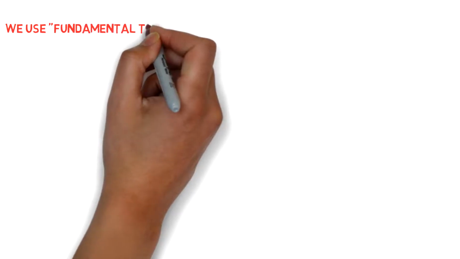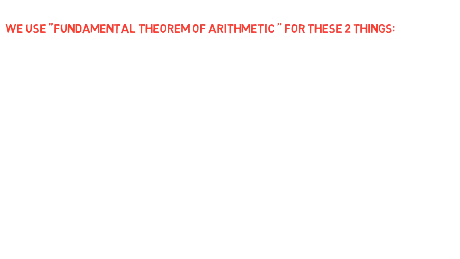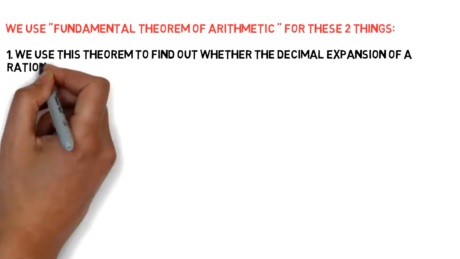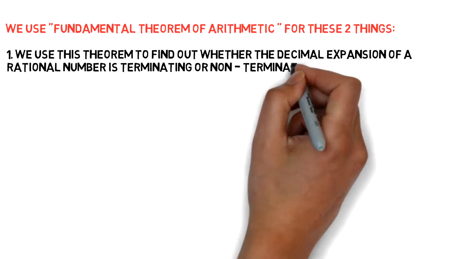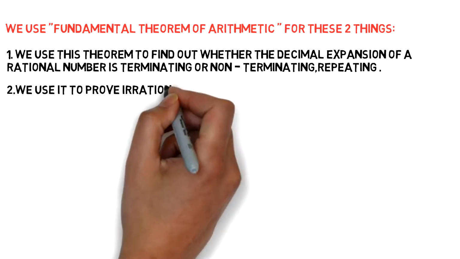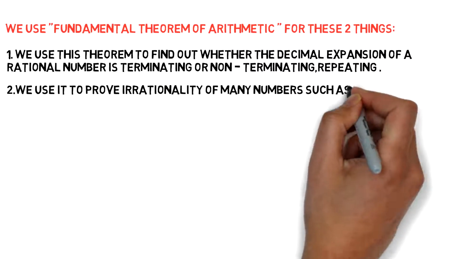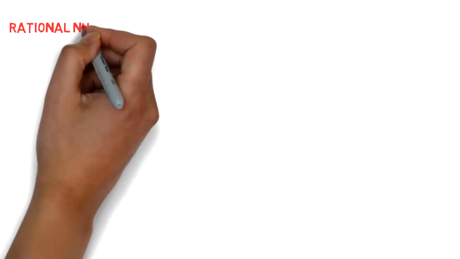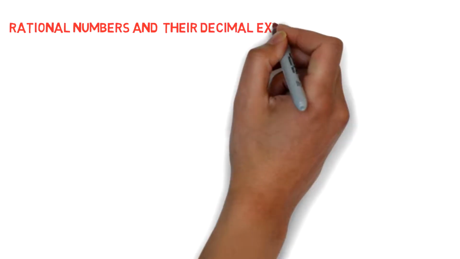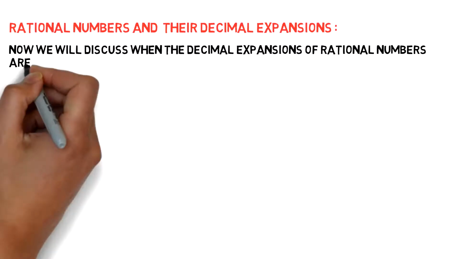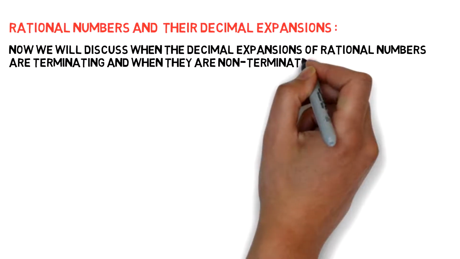We use the fundamental theorem of arithmetic for these two things. We use this theorem to find out whether the decimal expansion of a rational number is terminating or non-terminating repeating. We also use it to prove the irrationality of many numbers such as root 2, root 3, root 5 and many others. Rational numbers and their decimal expansions: now we will discuss when the decimal expansions of rational numbers are terminating and when they are non-terminating decimals.